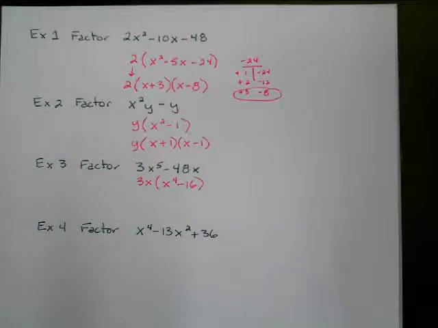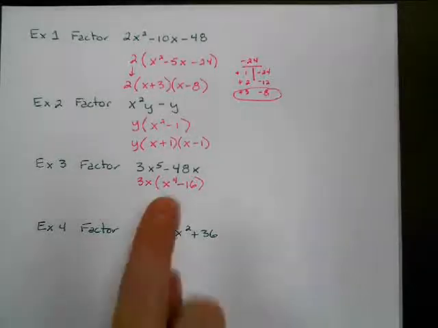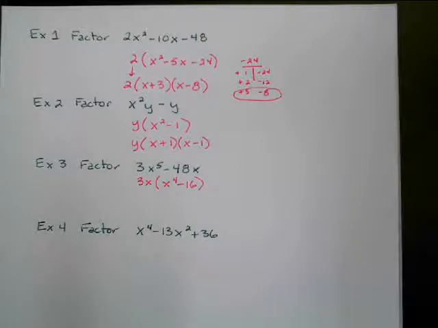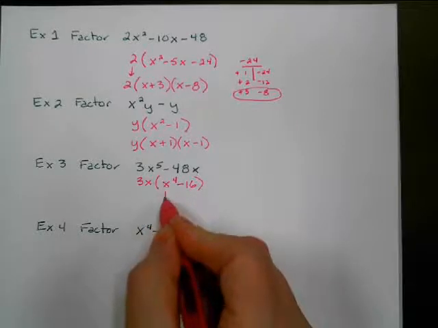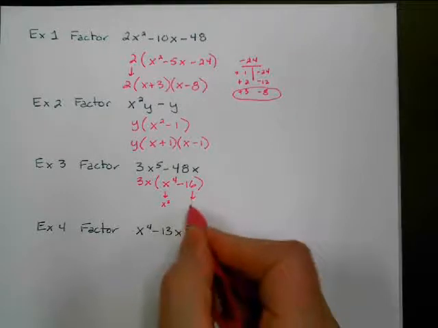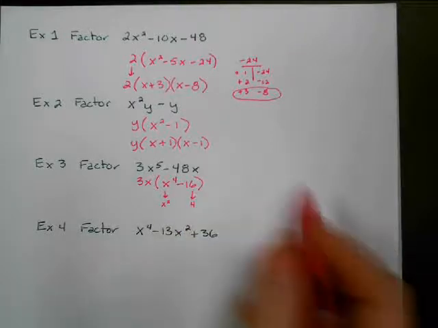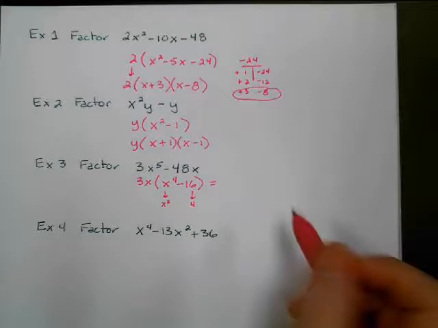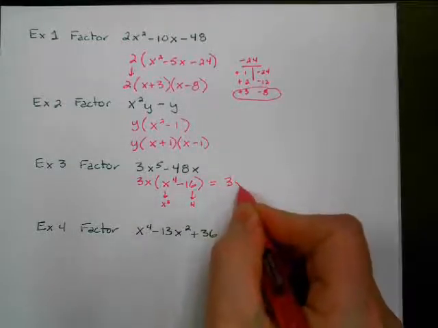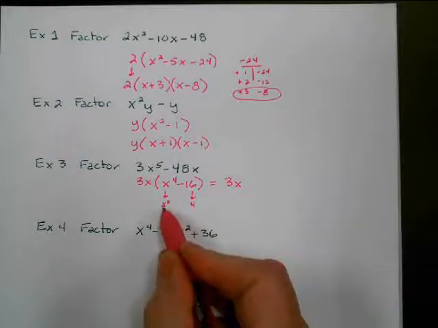The answer was yes. Next step, how many terms do I have? There are 2. So what should I do when I look for 2 terms? I should look for the difference of 2 squares. Is this a perfect square? Yes, that's the perfect square of x squared. Is this a perfect square? Yes, that's a perfect square of 4. So I can factor this one again because it's the difference. So the 3x is going to stay out there. And then I'm going to do x squared plus 4, x squared minus 4.